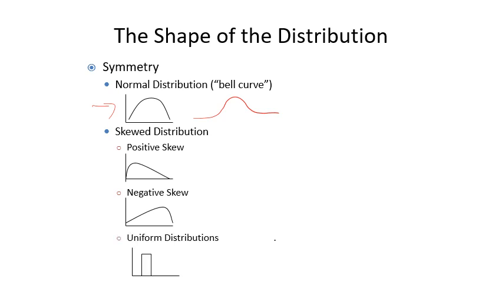And then you can have uniform distributions, which is where basically all of the values are the same. So there is no, in a sense, rise or fall in the distribution.